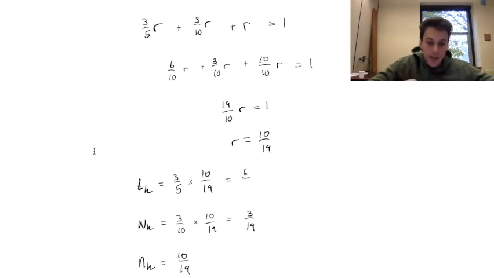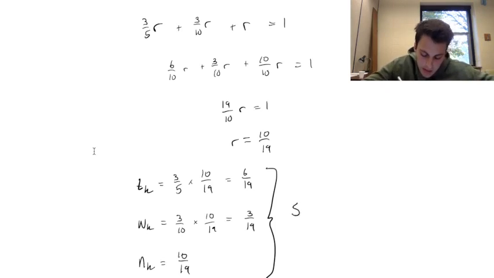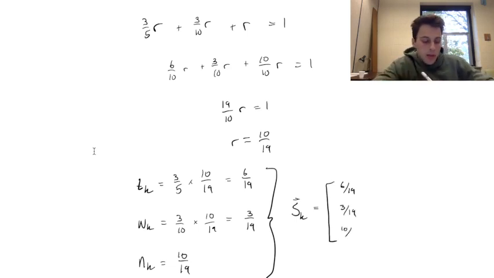6 over 19. So finally, we have found the steady state vector for this Markov chain. Once we reach a steady state, the probability that you're drinking tequila is 6/19. The probability you're drinking water is 3/19. And the probability that you are not drinking anything is 10/19. And this would be the final answer for the steady state of your Markov chain.